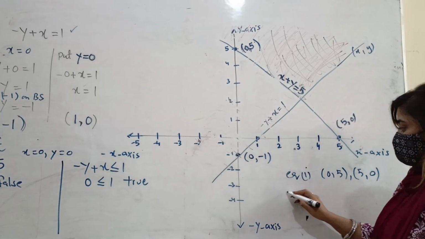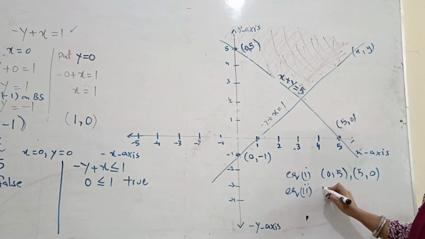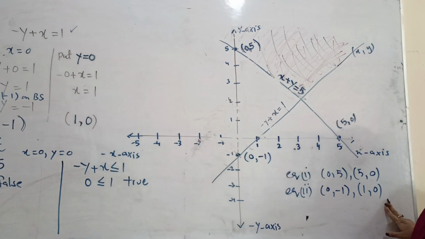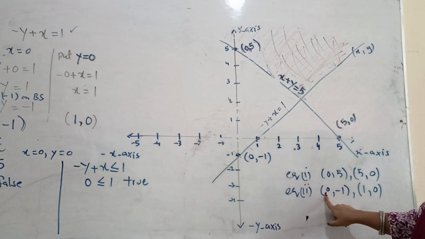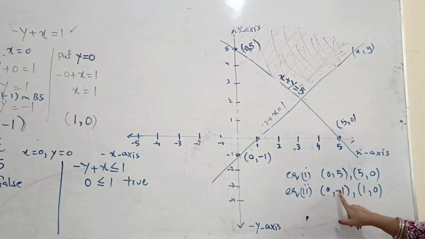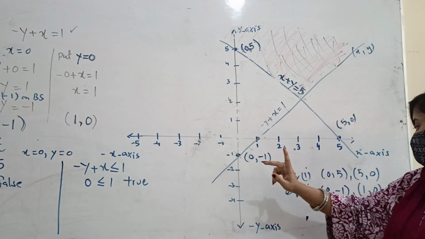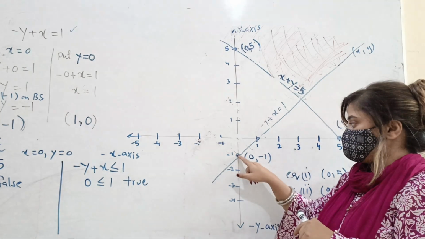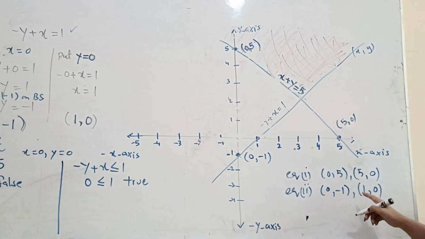Afterwards, the same for equation 2: the points' coordinates are (0, -1) and (1, 0). So now we plot these points on the graph for equation 2. The x value is 0 on this line, and -1 on the y axis is this one. So this is (0, -1).